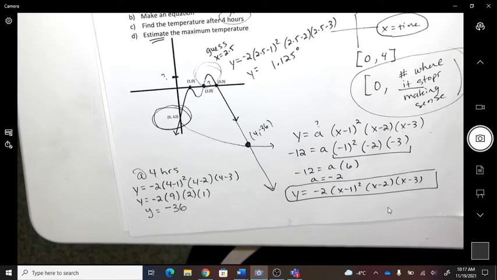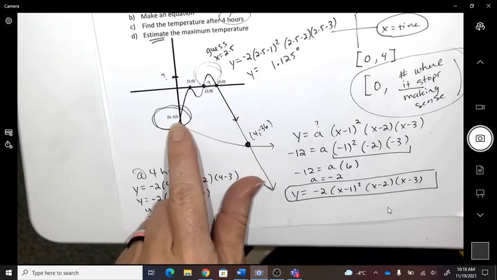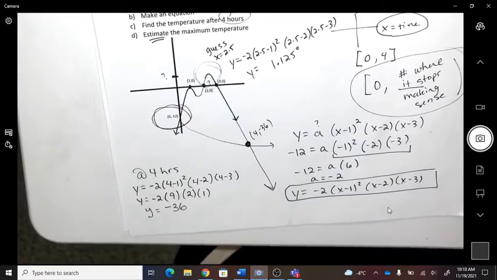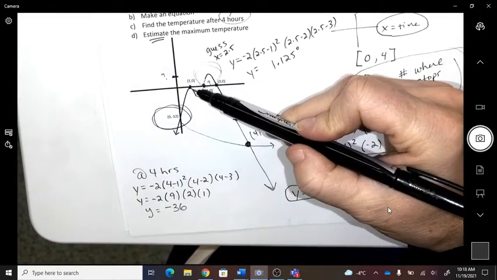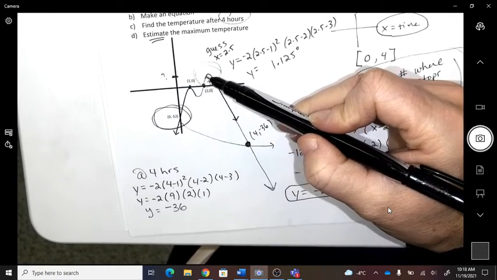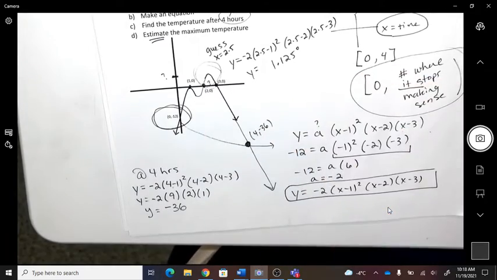What if I asked you what the temperature was when the time started? What's the starting temperature? -12. The temperature at the start was -12. And then what happened? It warmed up, and then it cooled down, and then it warmed up, and then it cooled down and didn't warm up again.